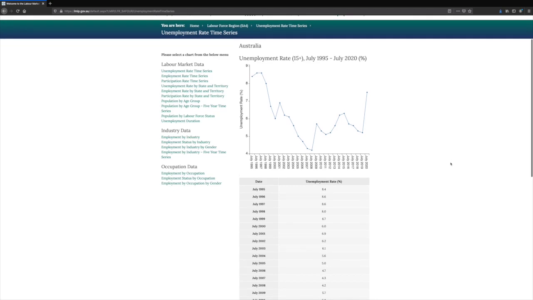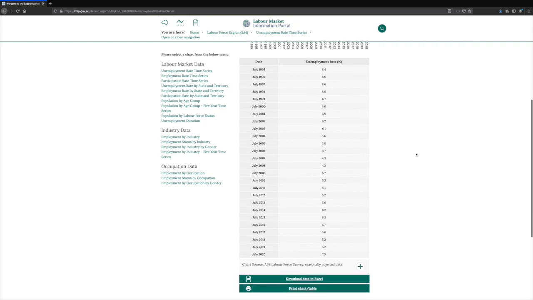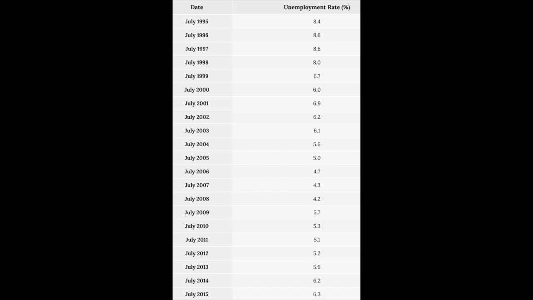July 2020, 7.5 unemployment rate. If you compare the unemployment rate time series over the last 25 years, from July 1995 to July 2020, you can see how it fluctuated. From 1995 it was in the 8s, an 8-pointer, like in IELTS. Here, July 1995, 8.4. By July 2000, that dropped to 6. July 2005, it dropped even further to 5. July 2010, 5.3, an increase of 0.3. And then July 2015, a further increase, up to 6.3.